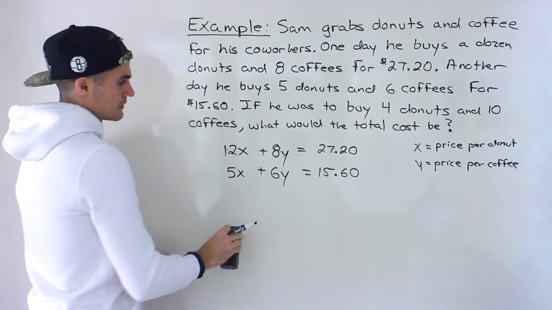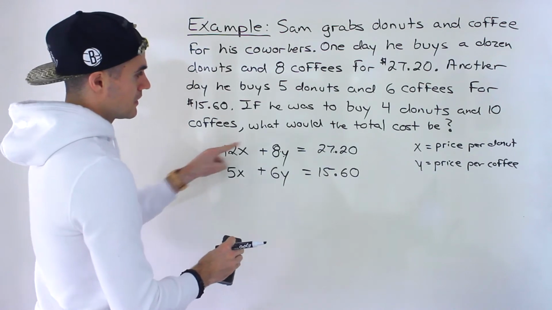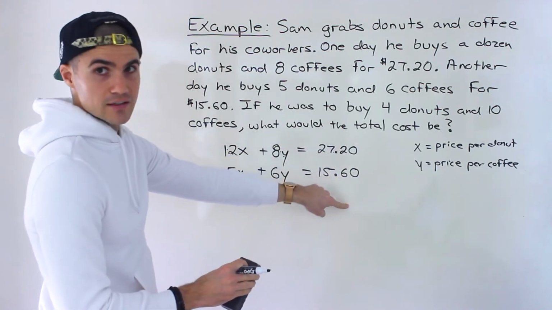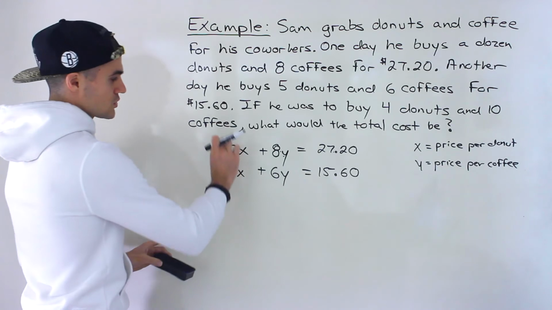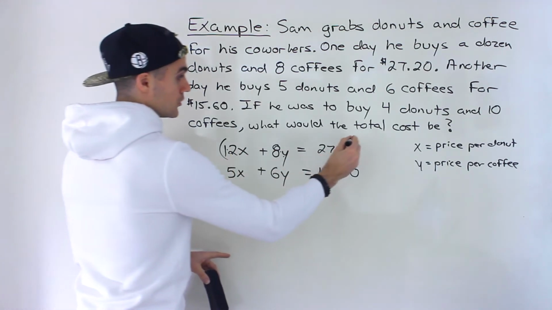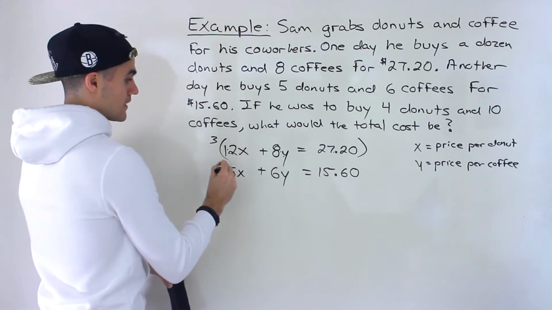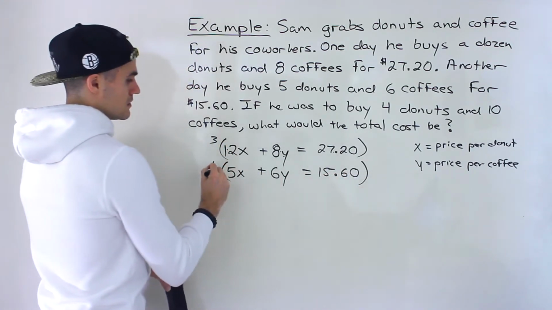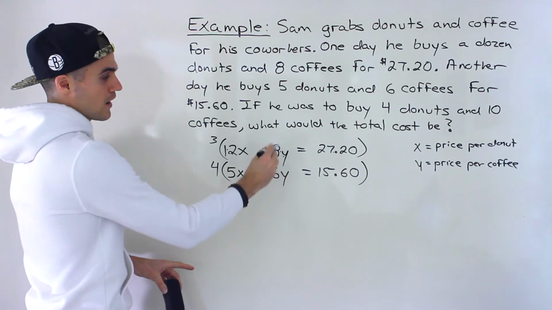Let's just keep it like this, right? Because we have a decimal here, and then we're going to be dividing the decimal. So let's just go from here and then do what I just mentioned. So I'm going to multiply this by 3, and then I'm going to multiply this by 4 in order to get the y values the same.